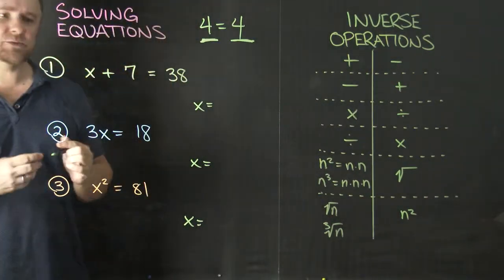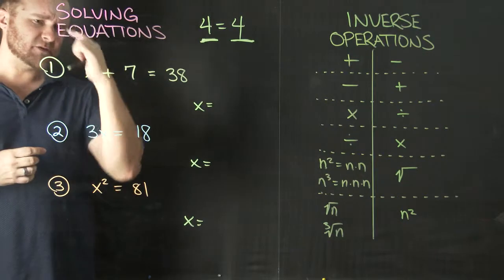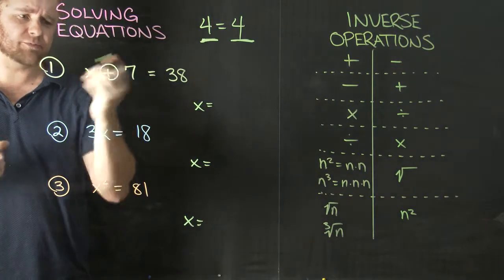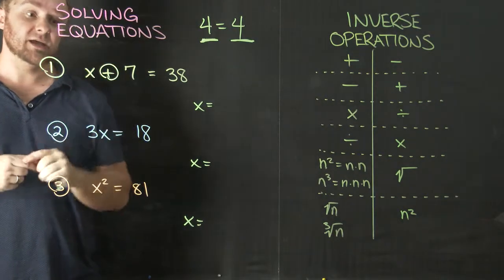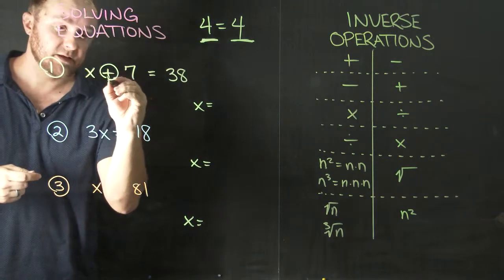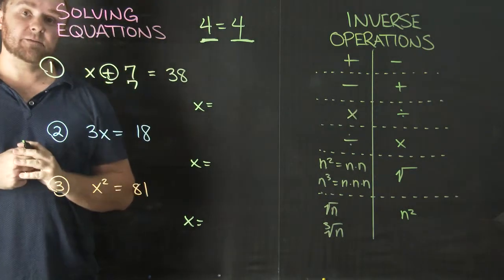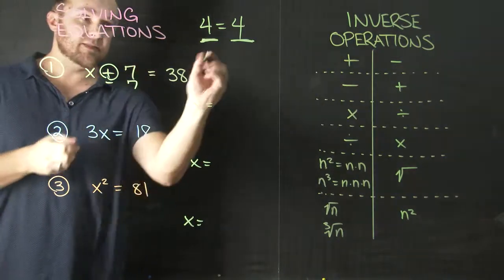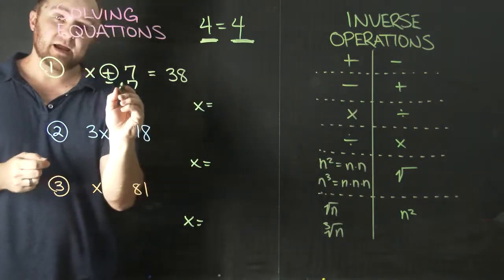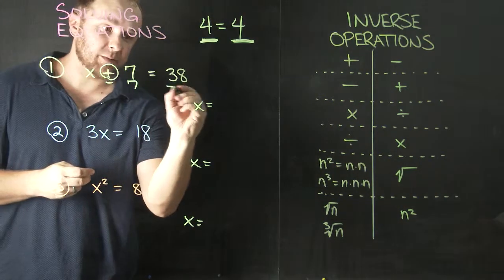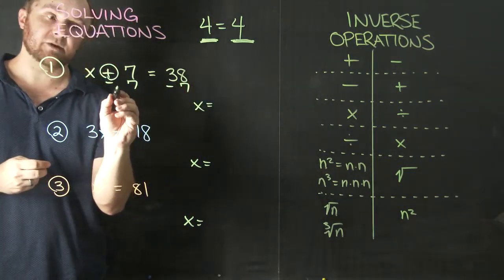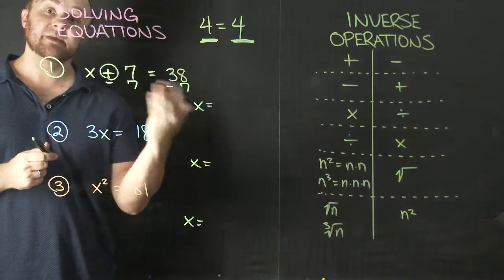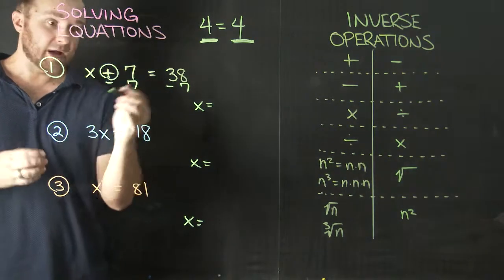So if I'm going to solve these 3 examples here, I need to think, what inverse operation am I working with here? Well, the original operation I have in this first example is addition. So the opposite of adding 7, the inverse, would be subtracting 7. But remember, if I want to keep these equations balanced, to make this side equal to this side, whatever I do to one, I have to perform that same operation on the other. So if I subtract 7 over here, I also need to subtract 7 from the other side of the equal sign.